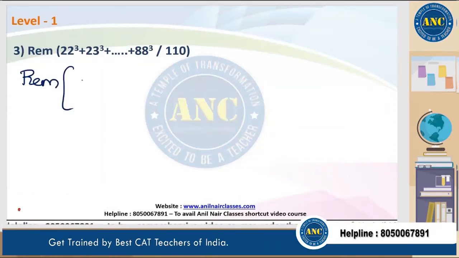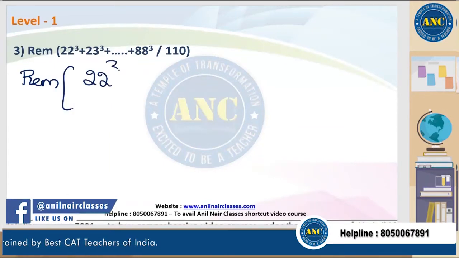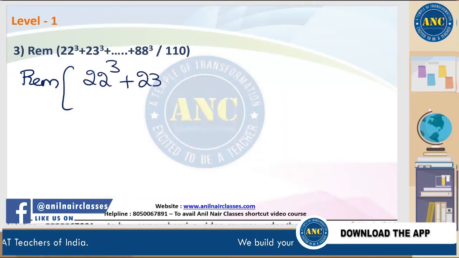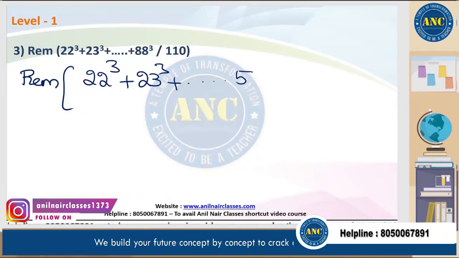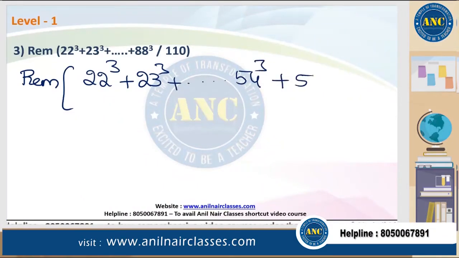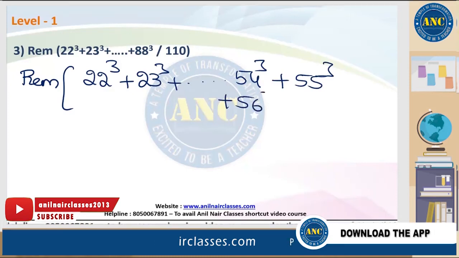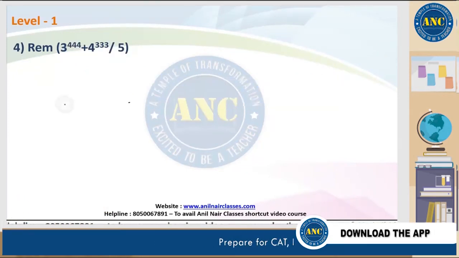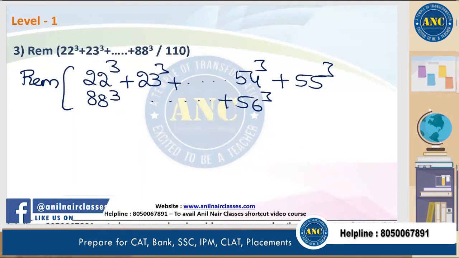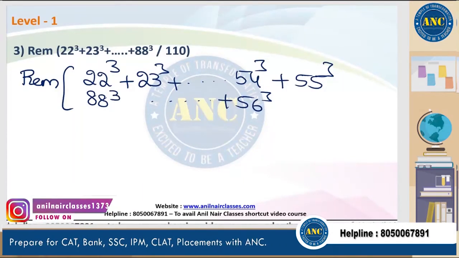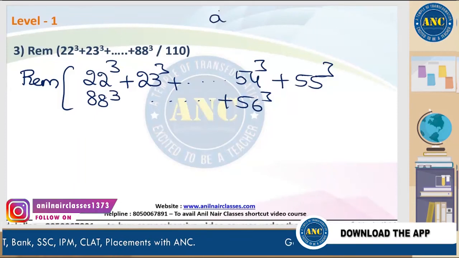Reminder, 22 power 3, we will write like this: 22 power 3, 23 power 3, and so on up to 54 power 3 plus 55 power 3, plus 56 power 3, and so on up to 88 power 3. Now if I write like this, what is the concept in this question?